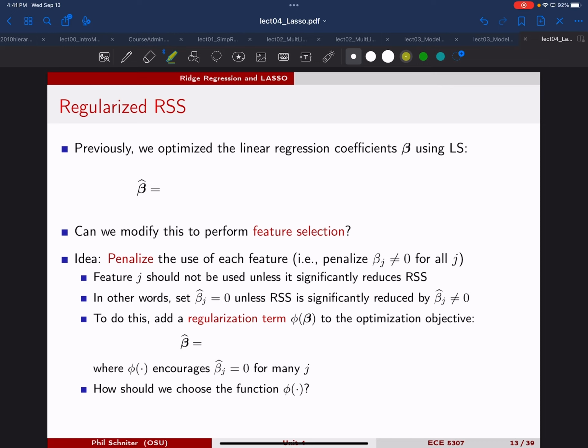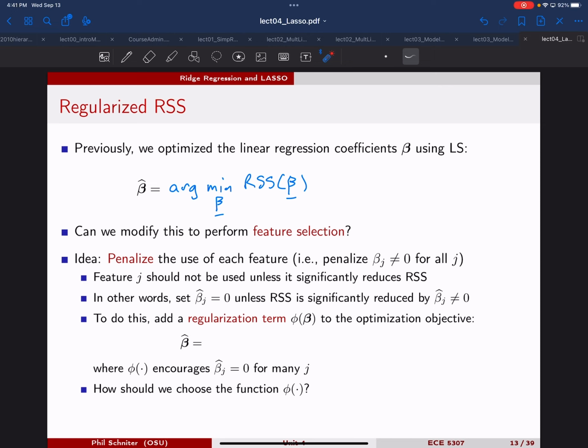Okay, so let's just remember where we were before, just to set it up. Previously, when we used what we learned back in Unit 2, we said let's choose the beta that is the minimizer of RSS. So that's what the arg means. That's the minimizer, not just the minimum value of RSS. This is the betas that make it minimum.